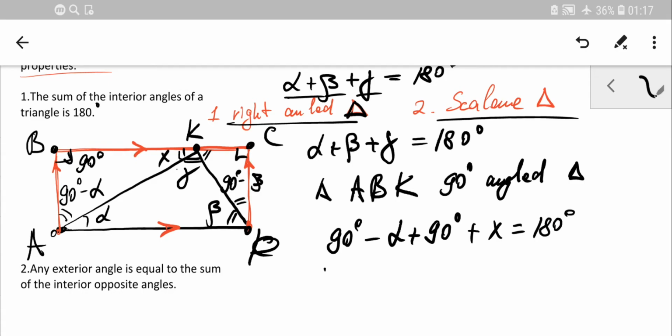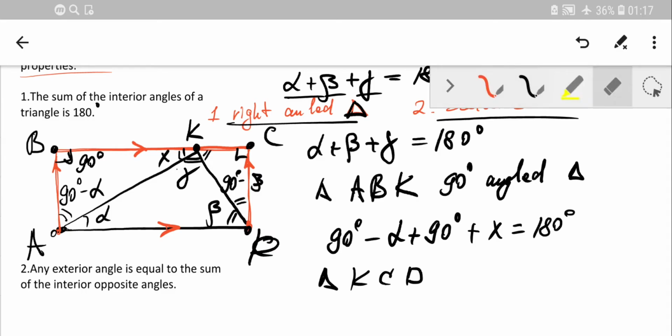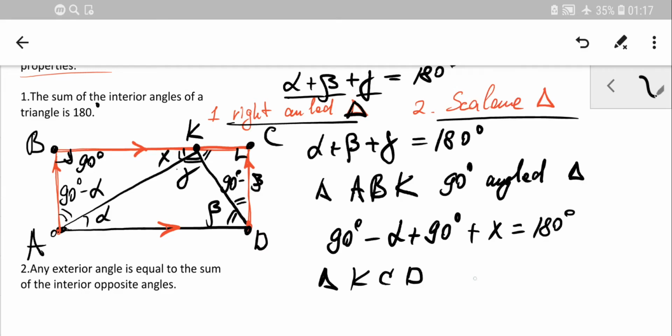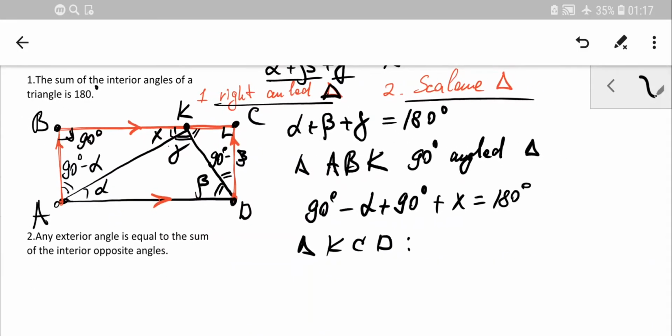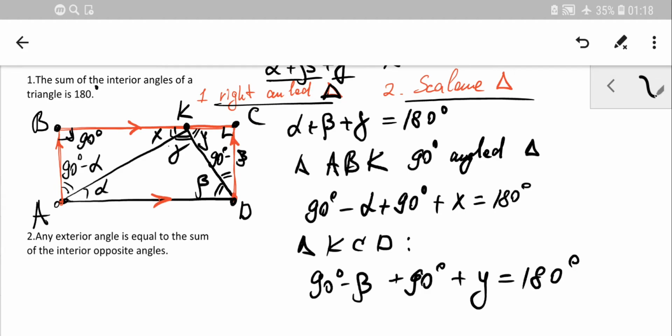Okay, so triangle KCD. So D is here. Maybe put a clearer letter. All right, so what we have is the triangle KCD. So what we know about that, it's also a 90 degrees angle, a right angle. So we add the following. So 90 degrees minus beta is this angle, plus 90 degrees, and plus the remaining part, let's say y, equals also 180.